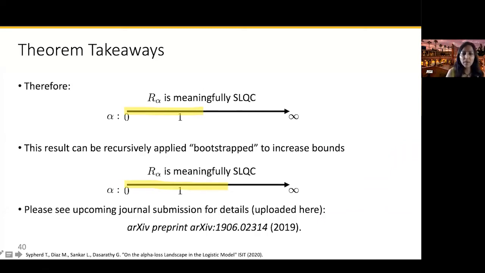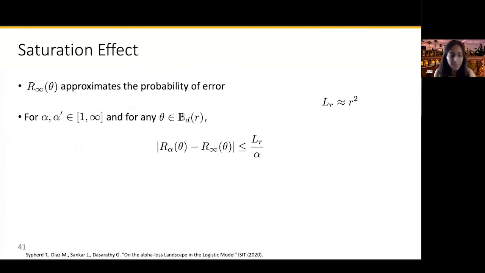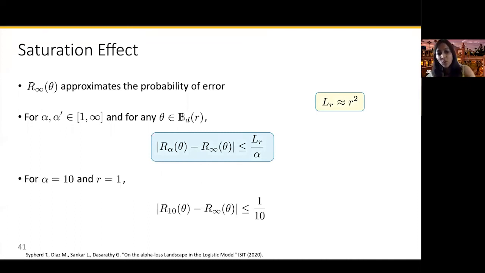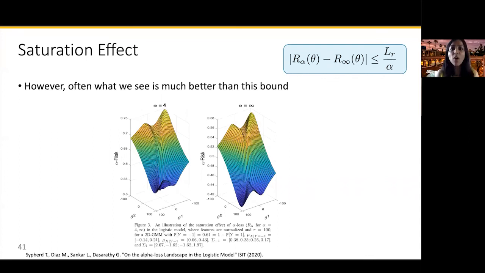Okay. All right. In the interest of time, we have a generalization result based on Rademacher complexity that tells you how well alpha loss does with respect to your ideal 0-1 loss. All right, and it tells you that this generalization is bounded by LR, which is my Lipschitz constant with respect to alpha, and it's over, so it's sort of 1 over alpha, right? So if alpha is 10, you're within 0.1 of accuracy from your 0-1 accuracy. Okay. And in practice, we often see that this is much, much better.